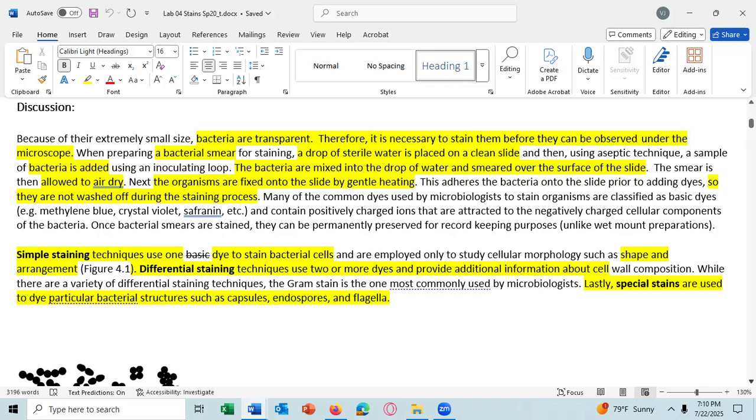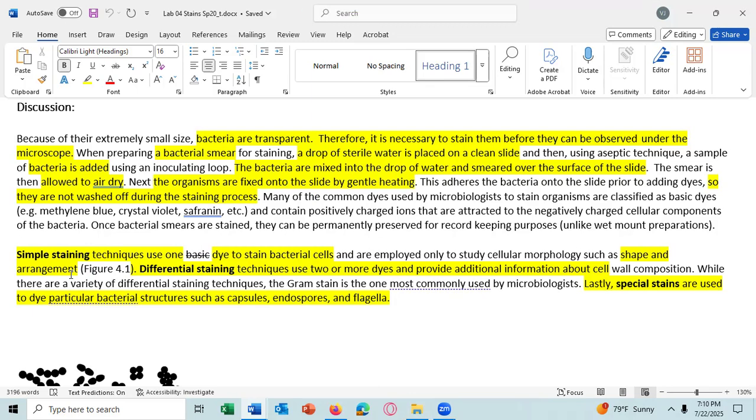A simple stain uses one dye. You note how I've crossed out the word basic. Doesn't matter which dye you use, basic dye or an acidic dye, it's still a simple stain. It allows you to see the bacterial cell, their shape, and growth arrangement. But you cannot distinguish differences between two different types of cells because all the cells will stain the same.